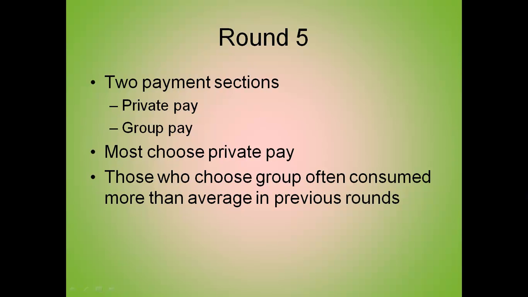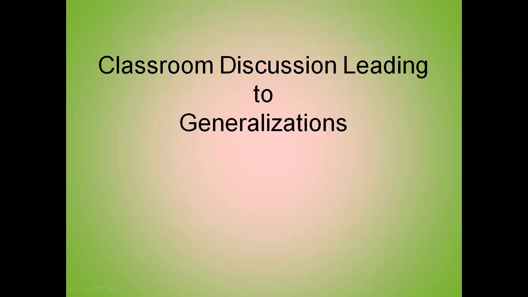I ask for a show of hands from everyone who wants to sit in the private pay section. The vast majority of the class typically chooses private pay. I ask those who have chosen the group pay section what they ordered in round 4. They often admit to having ordered more than the average bill. In particular, we often find they previously consumed a bottle or two of Dom Perignon. At this point, I move on to a class discussion from which we deduce some generalizations based upon this experiment.